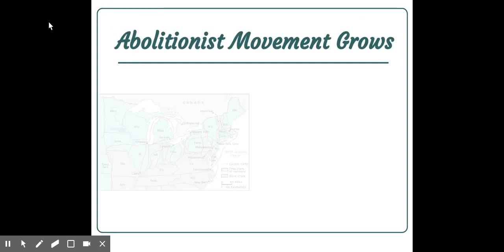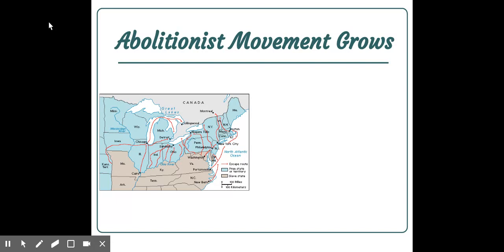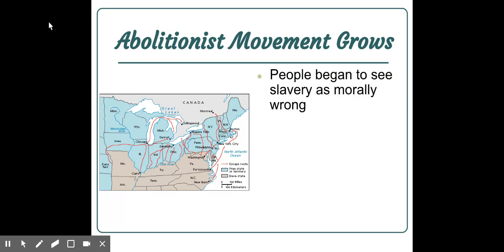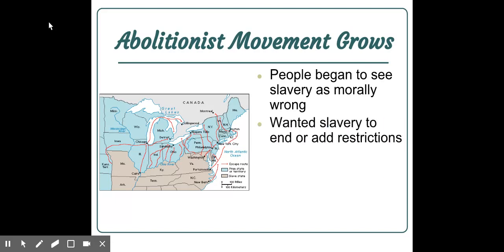Now we're going to see the abolitionist movement start to grow, and it's going to start growing more frequently. Many believed that slavery was going to die out because it wasn't economically efficient. The cotton gin helped increase the notion of slavery, but people started to view slavery as morally wrong. It started in large numbers, and a lot of people started to demand its end or restrictions on it.